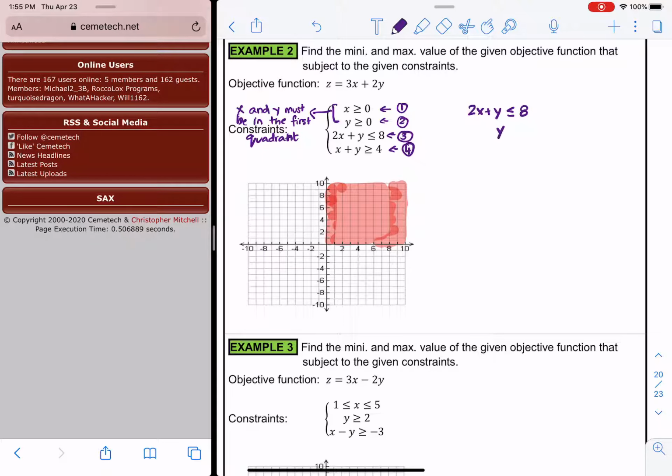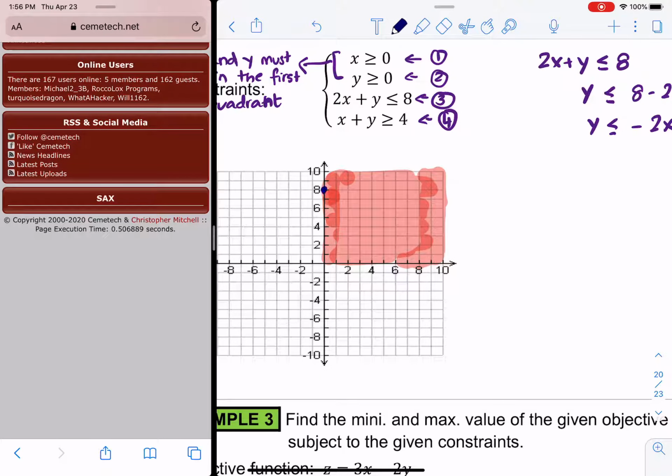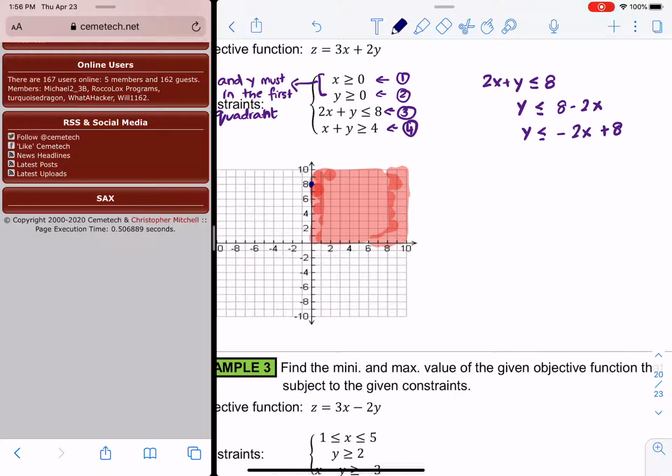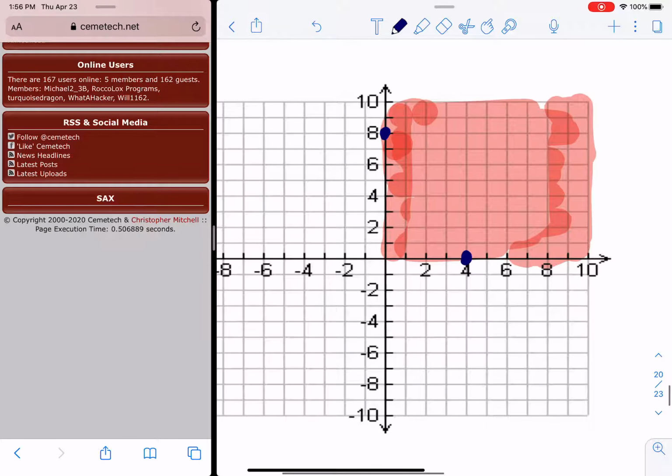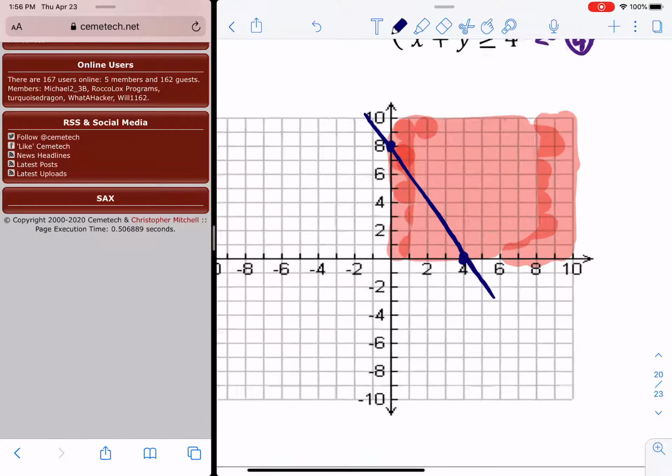To go to the third constraint, we have 2x plus y less than or equal to 8. We can rewrite this as y less than or equal to 8 minus 2 times x, which if I rewrite it, I could write it as negative 2x plus 8. And that is of the slope-intercept form, y equals mx plus b. M here is minus 2, and the y-intercept is 8. So I'm going to draw that line now. So 8. And when I plug in x is equal to 4, I'm going to get 0. And it is going to be a solid line because we have less than or equal to. So that is the first constraint, or the third constraint.